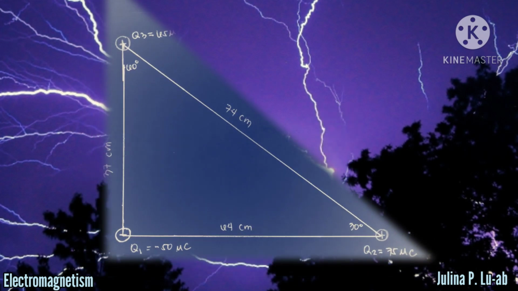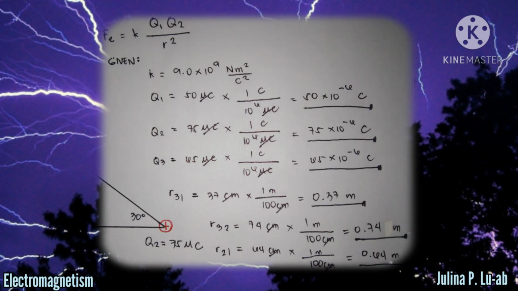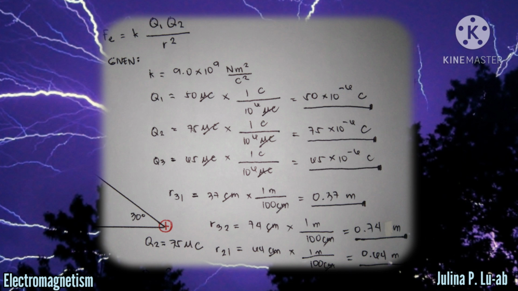So we have a right triangle here with three different charges. What we're going to do is find the direction, magnitude, and resultant force on Q3. So we have the given values here. The Coulomb constant K is equal to 9 times 10 raised to 9 Newton meter squared over Coulomb squared. And we have charges 1, 2, and 3. Because they are given in microcoulombs, we need to convert them to coulombs. As a result, charge 1 is 50 times 10 raised to negative 6 coulombs, charge 2 is 75 times 10 raised to negative 6 coulombs, and charge 3 is 65 times 10 raised to negative 6 coulombs.